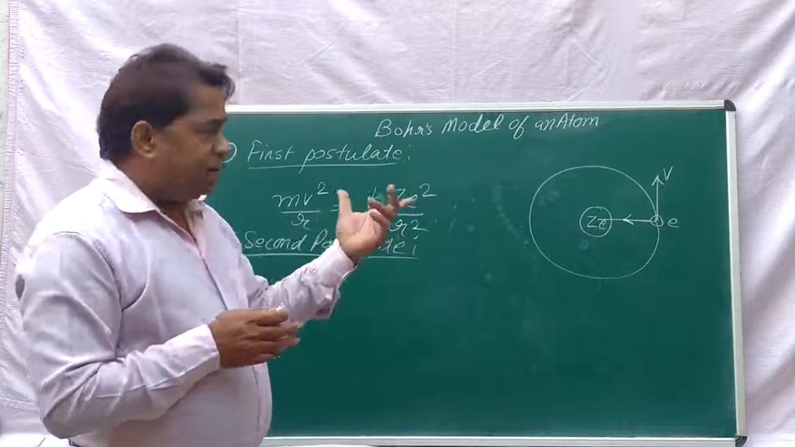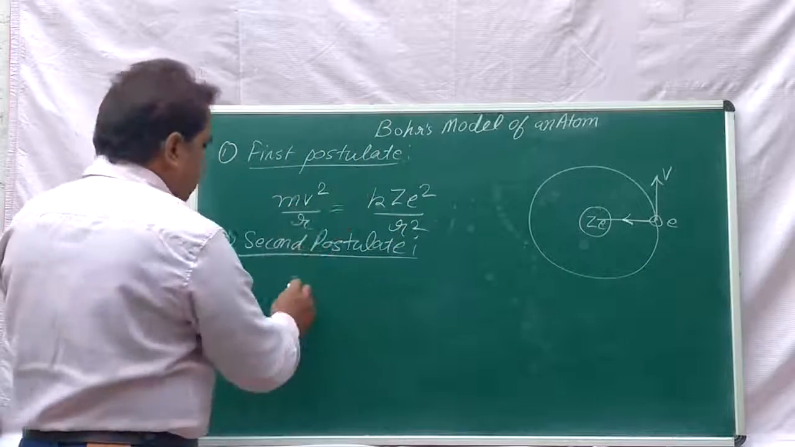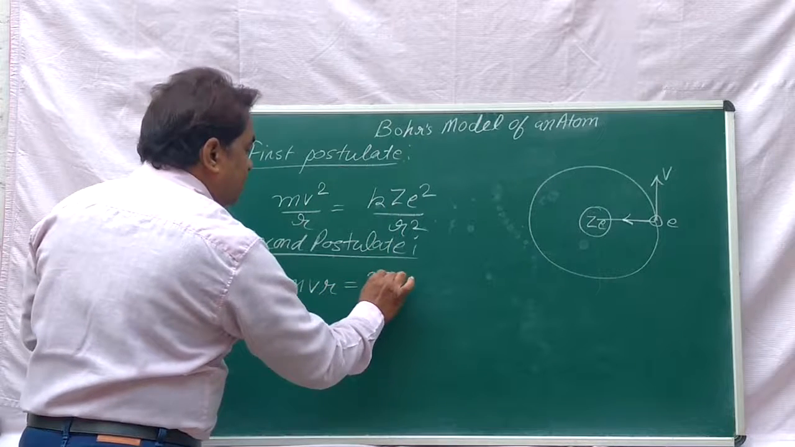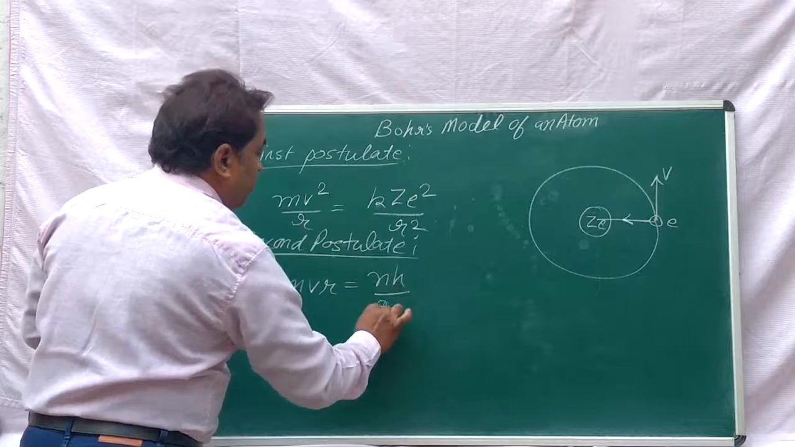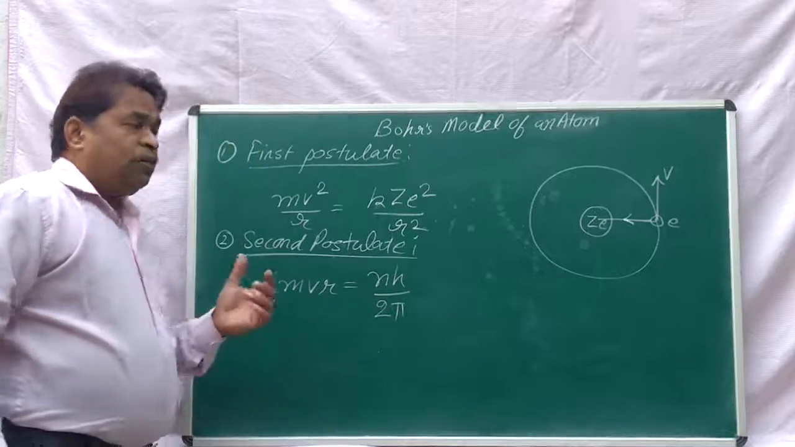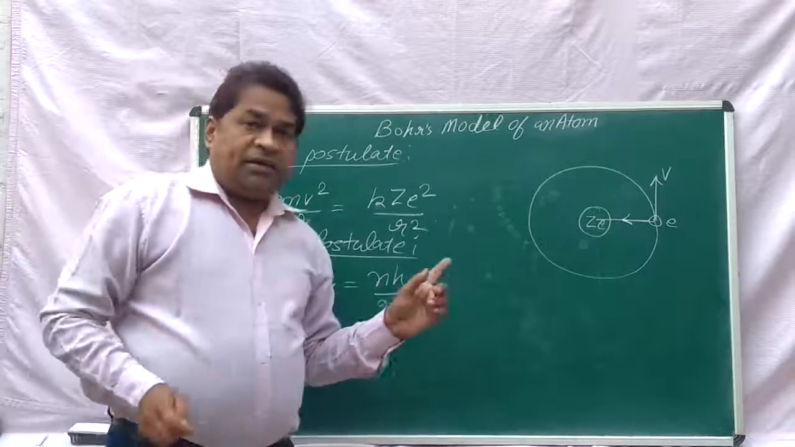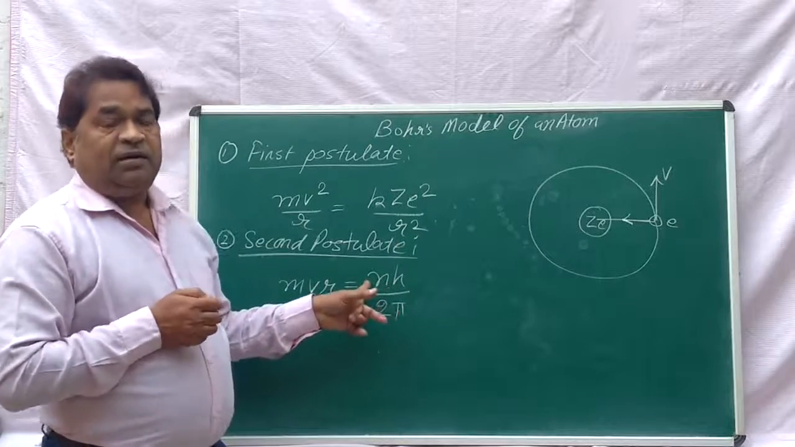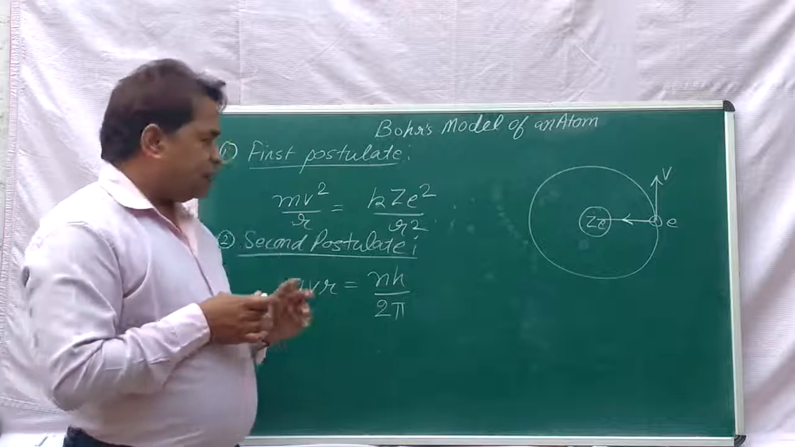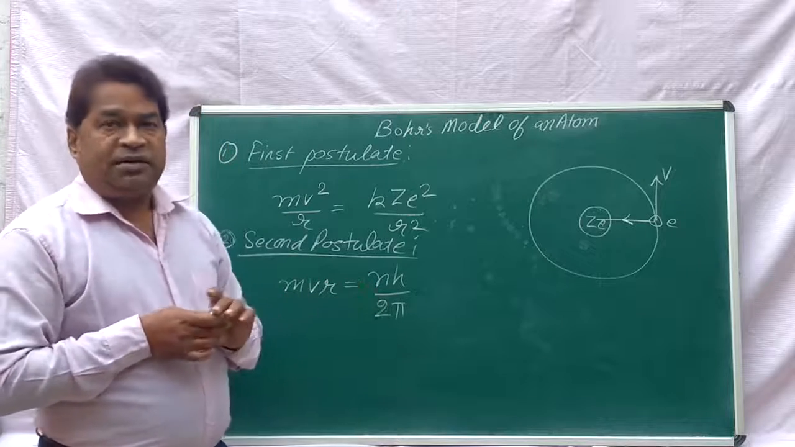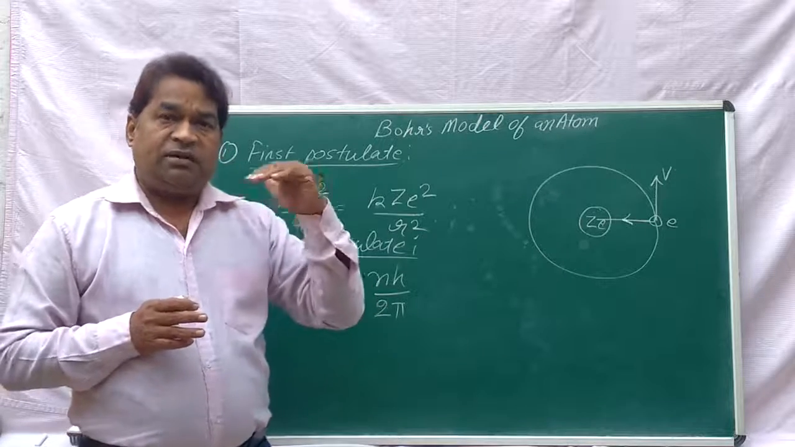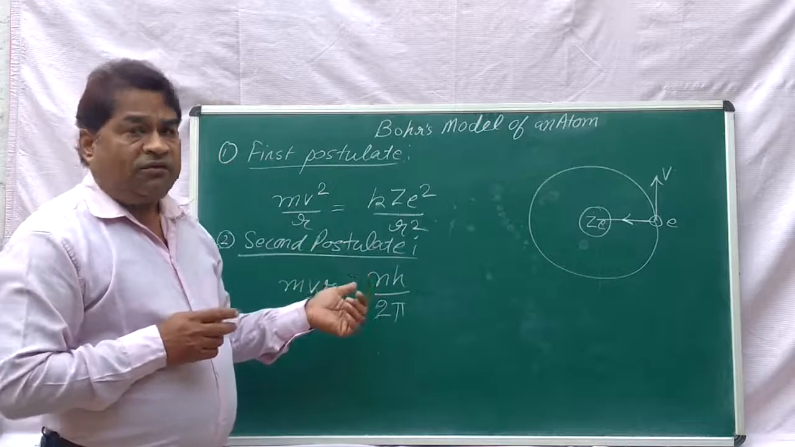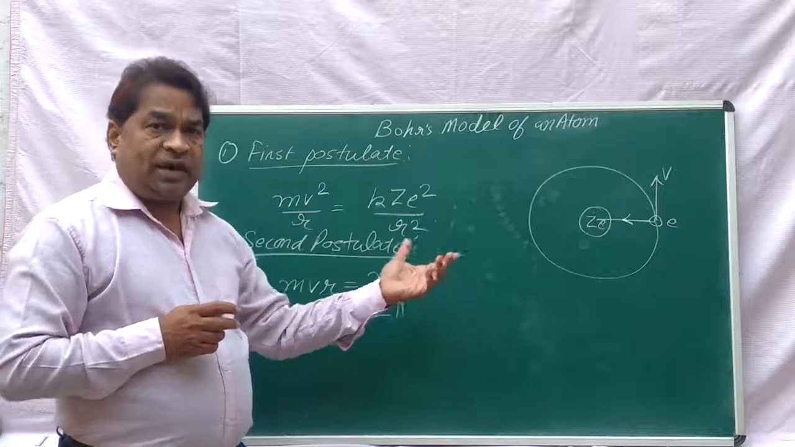So the formula for the second postulate is: the angular momentum of the revolving electron is equal to nh upon 2 pi. From here the quantum theory was introduced. Here n is the principal quantum number, as you have all studied in chemistry. It denotes the number of shells or orbits around the nucleus. The value of n may be 1, 2, 3, 4, and so on.